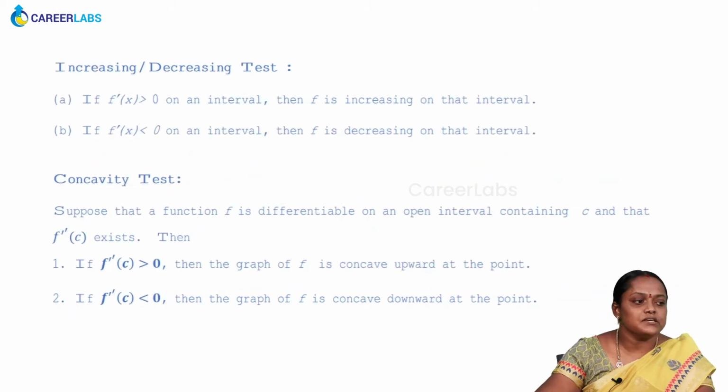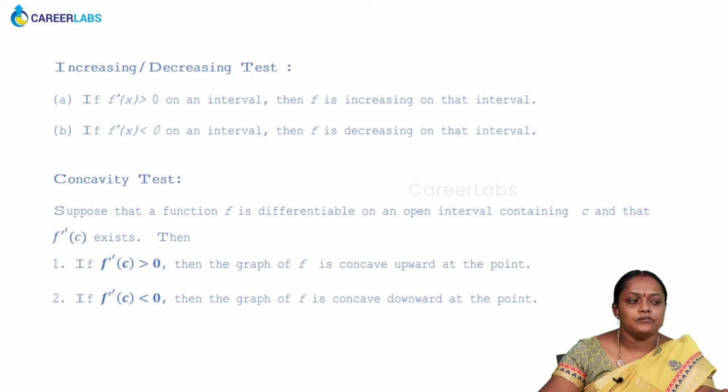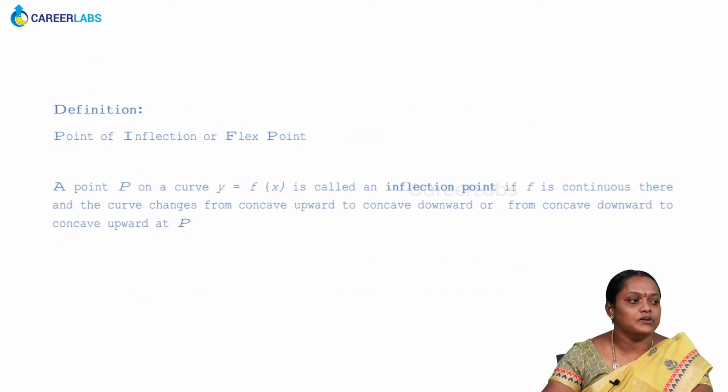Then for increasing and decreasing functions, I have given the definitions here. f dash of x greater than 0 in an interval implies that f is increasing in that interval, and in a similar way f dash of x less than 0 in the interval implies that f is decreasing in that interval. Next comes the concavity test. If f double dash of c is greater than 0, then we say that f is concave upward, and if f double dash of c is less than 0, then we say that it is concave downward at that point.